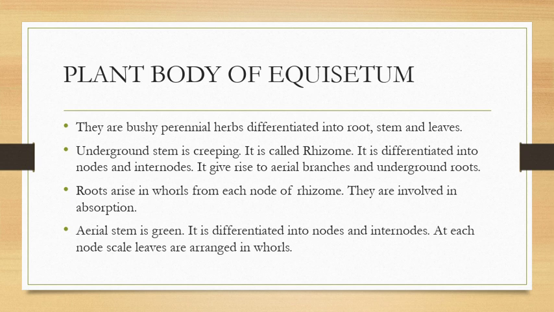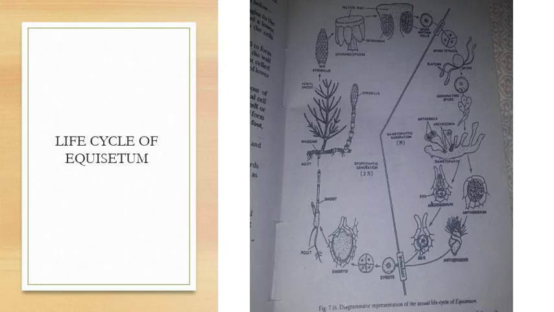The roots arise in whorls from each node of the rhizome and are involved in the absorption of water and nutrients from the soil, while the aerial stem is green, which is also differentiated into nodes and internodes. At each node, scale leaves are arranged in whorls.